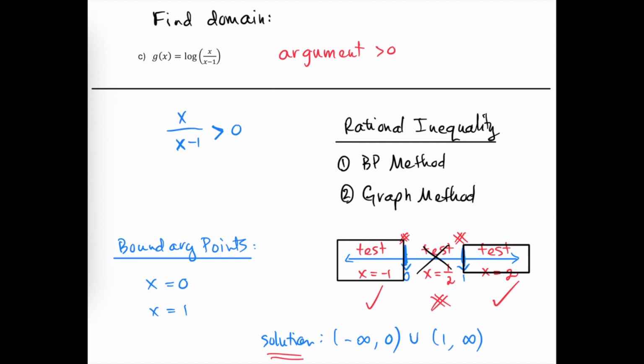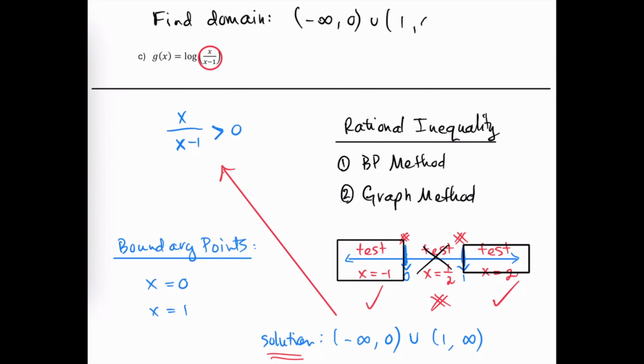So these are the x values that solve this rational inequality, and therefore they are the x values that cause the argument to be positive. So those are also the x values that make up the domain of this logarithmic function.